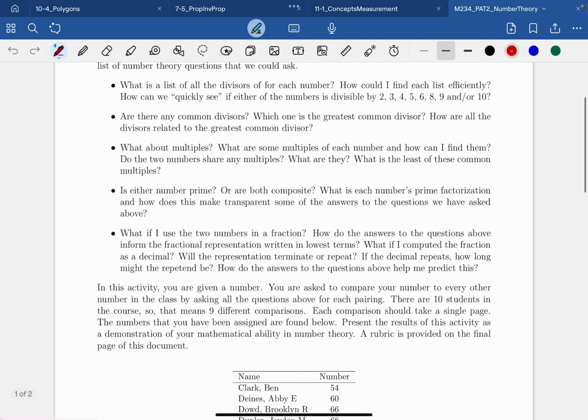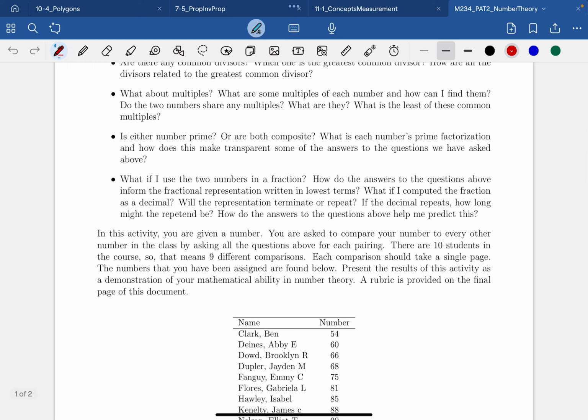So just to preview, in the activity, you're going to be given a number, and you're asked to compare your number to every other number in the class by asking all the questions above for each pairing. There are 10 students in the course, so that means 9 different comparisons. Each comparison should take a single page. The numbers that you've been assigned are found below. Present the results of the activity as a demonstration of your mathematical ability in number theory, and a rubric is provided on the next page of the document.